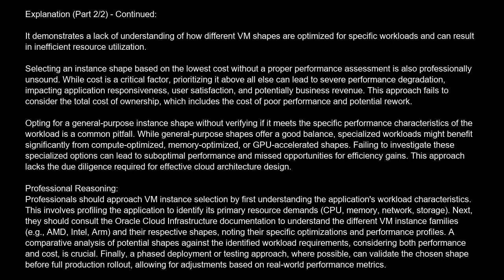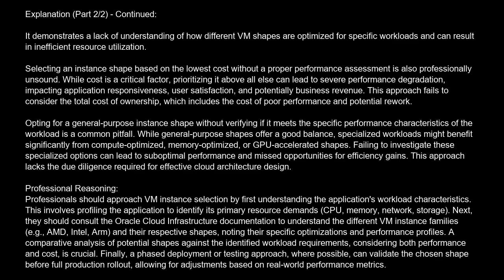Opting for a general-purpose instance shape without verifying if it meets the specific performance characteristics of the workload is a common pitfall. While general-purpose shapes offer a good balance, specialized workloads might benefit significantly from compute-optimized, memory-optimized, or GPU-accelerated shapes. Failing to investigate these specialized options can lead to suboptimal performance and missed opportunities for efficiency gains. This approach lacks the due diligence required for effective cloud architecture design.